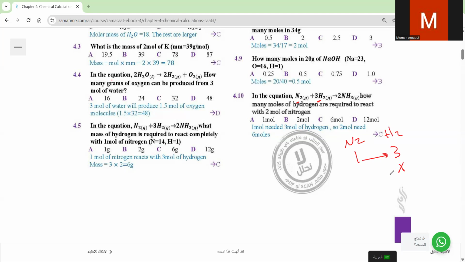So how many moles of hydrogen are required to react with 2 moles? If 1 needs 3, so 2 needs 6. Logic. By the way, if you cannot calculate it logically, you can use cross multiplication, or crisscross: 3 times 2 divided by 1. The value connected with x will be down. 3 times 2 divided by 1.